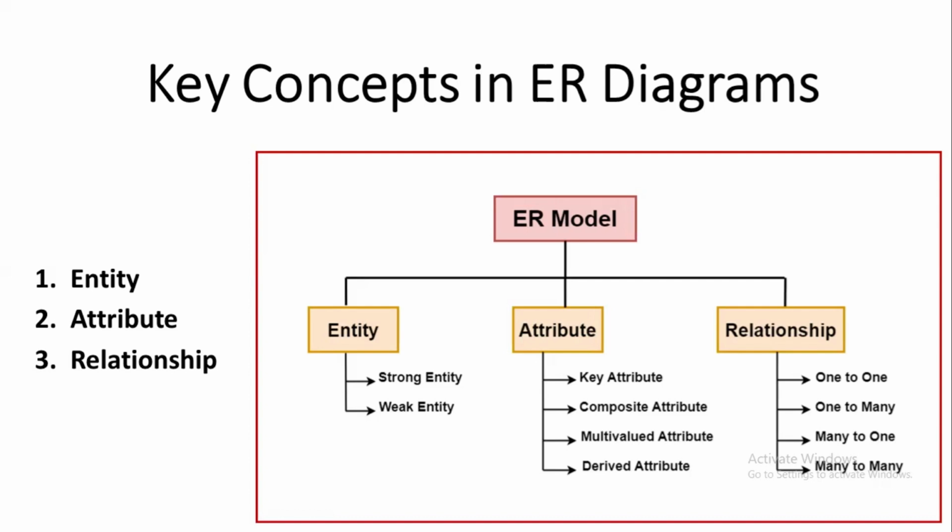When we come to the relationship or cardinality, we can describe it as the number of instances in a relationship. Relationships are divided into four main types: one to many, many to one, many to many, and one to one.